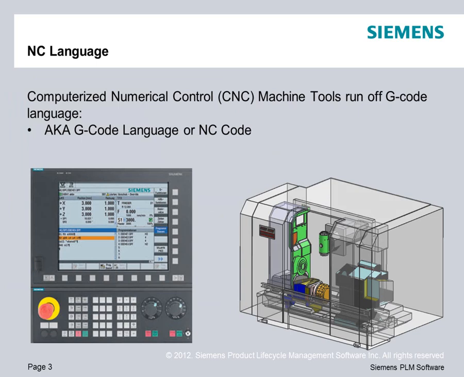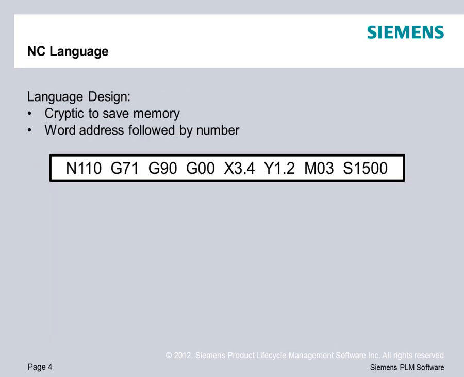So I thought we'd take a look at what the NC language is before we delve into how to build a post processor. Other names for this are the G-code language or NC code, and typically it involves creating code that drives a computerized numerical control or CNC machining center. The language design for G-code language or NC language is very cryptic. It was designed that way because the original machine tools didn't have a lot of computer memory. And typically it's a word address followed by a number.